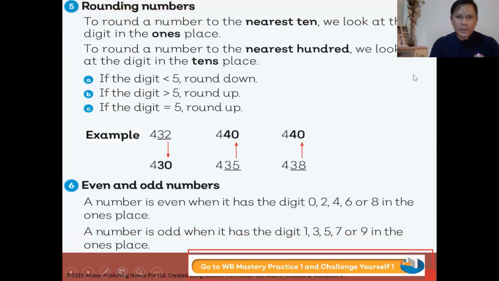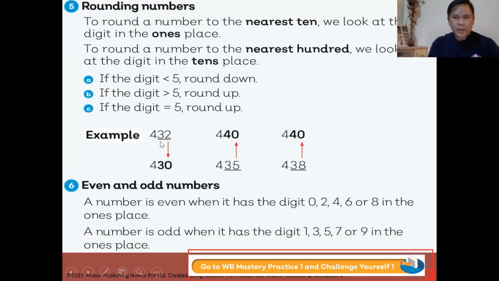Okay, now rounding numbers. To round a number to the nearest 10, we look at the digit in the ones place. To round a number to the nearest 100, we look at the digit in the tens place. If the digit is less than 5, round down. If the digit is more than 5, round up. If the digit is equal to 5, we round up. Here is the example.